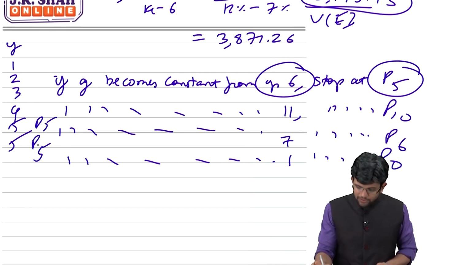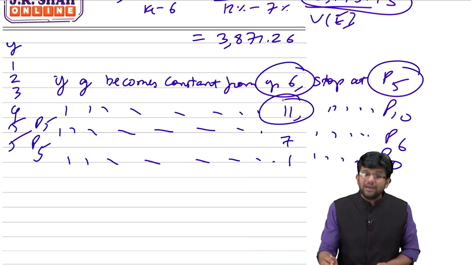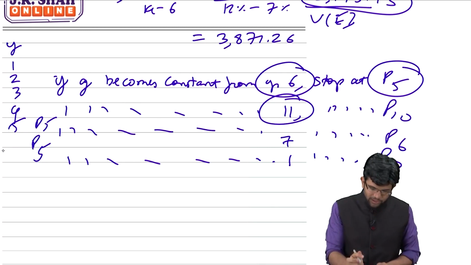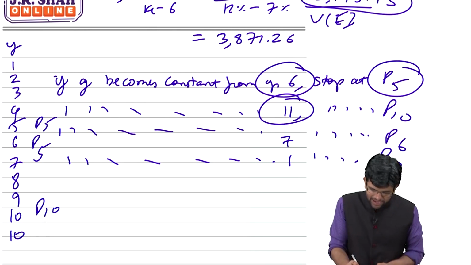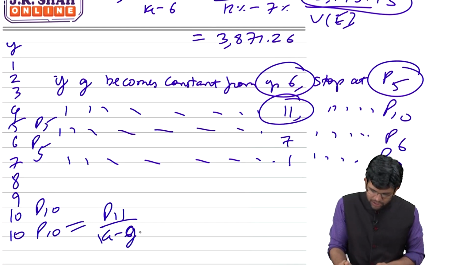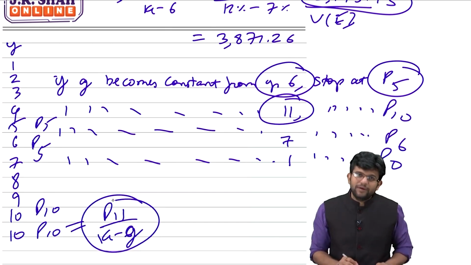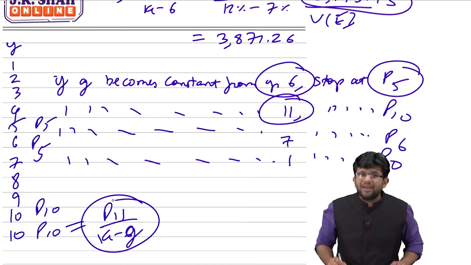Everybody following? If the growth rate is becoming constant from year 11, then stop at P10. P10 means 1, 2, 3, 4, 5, 6, 7, 8, 9, 10, 10. Why 10, 10? Last two numbers, it will be D10 and P10. P10 will be nothing but D11 upon KE minus G. It will capture everything from D11 to D eternity at the end of year 10. Everybody following? So with that, students, I end my explanation.